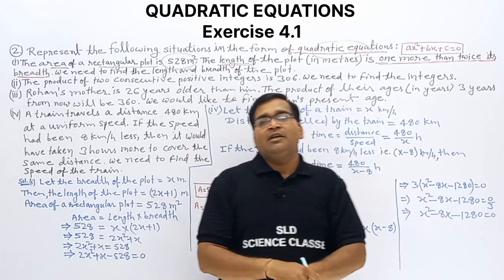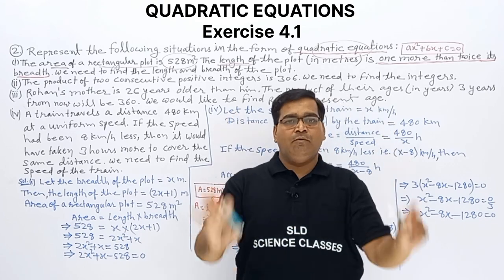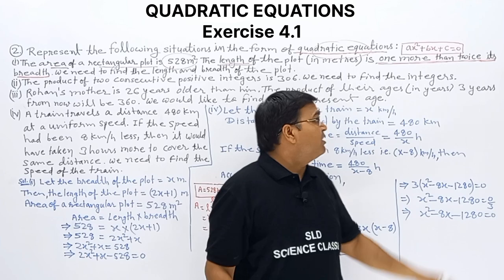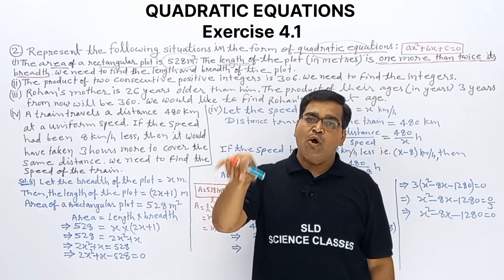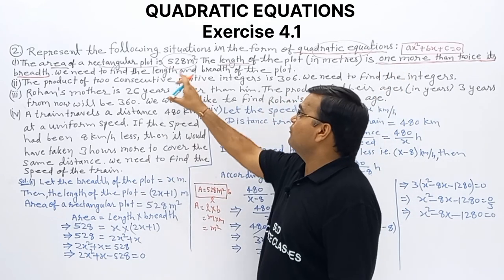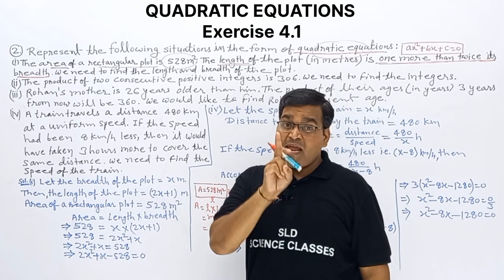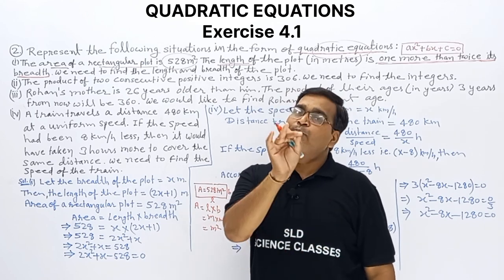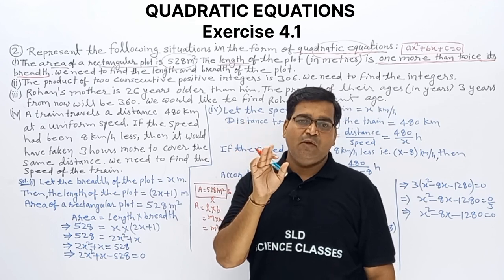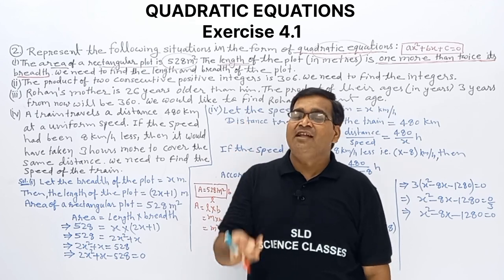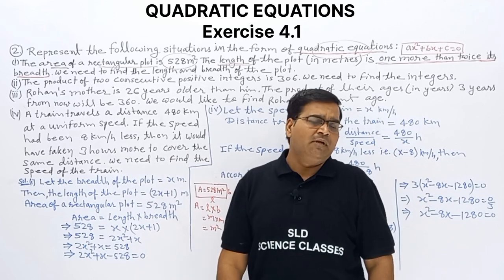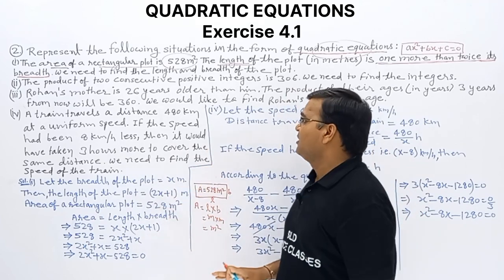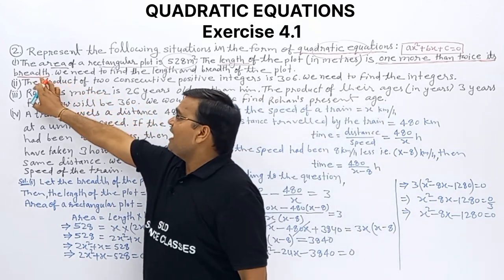So the breadth is really unknown. If we know the breadth first, then we can put it in this situation and get the length. The main thing to note is that we should assume the breadth. If we assume the length, then our task will not be fulfilled. So we assume the breadth as x.